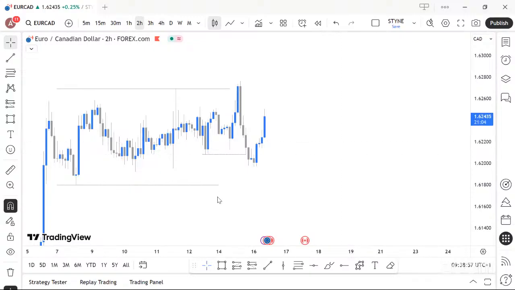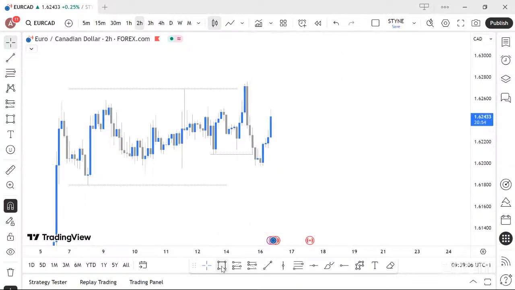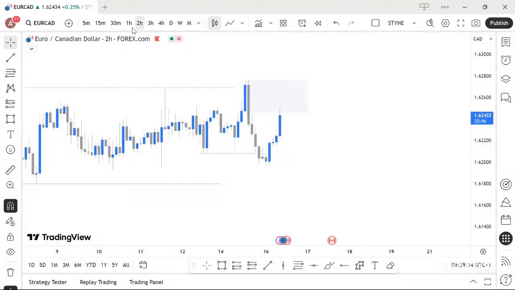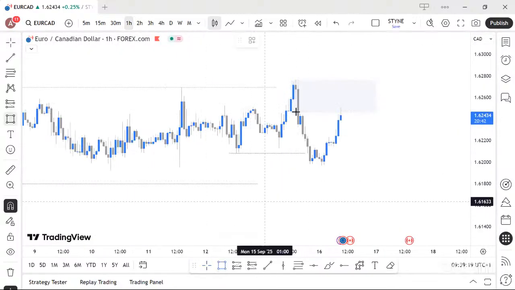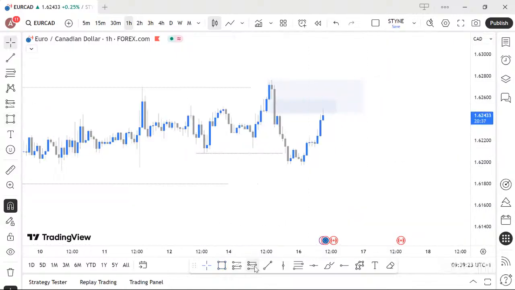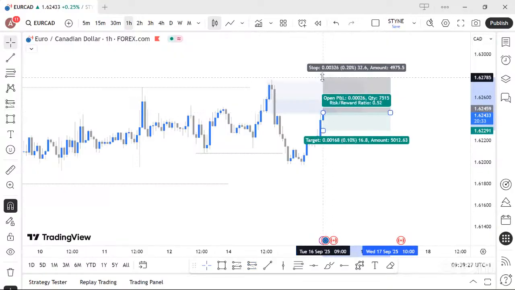So what I'm seeing here on the Euro CAD now is that the sell is looking very strong. The 2 hour time frame is giving us a supply area to sell from, and you can see it's already starting to go down. The 1 hour is giving us an imbalance here, so this is not a bad region to sell from. Our SL is about 30 something pips.